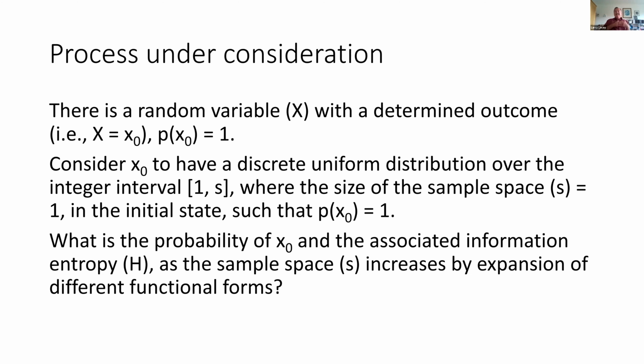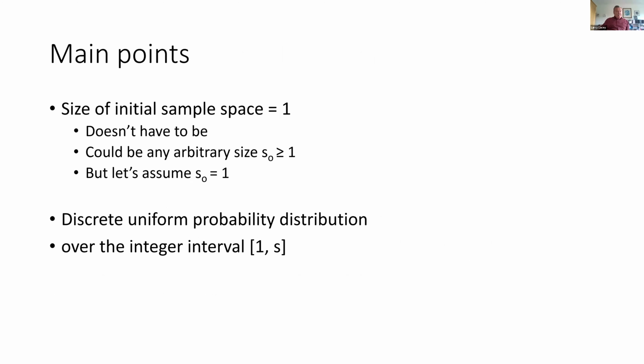Okay, I want to look at it in a few different situations. The first one is going to be maybe a simple exponential expansion of the sample space. And then I'm going to talk about sampling space expansions by means of different functional forms. Is that kind of clear? But in case that's not kind of clear, here are the main points. We're talking about a sample space that can expand, okay? We're talking about a uniform distribution.